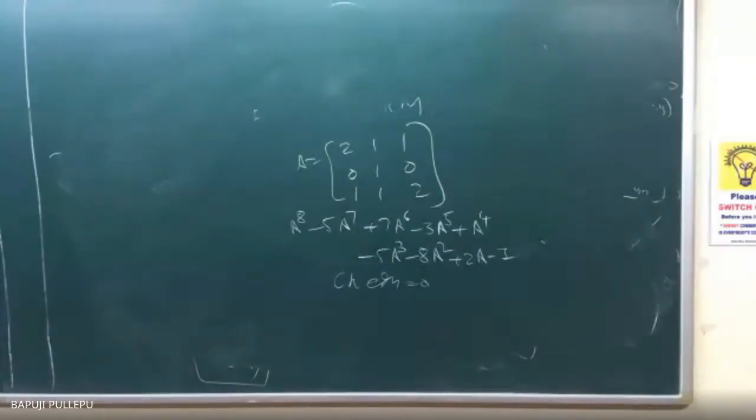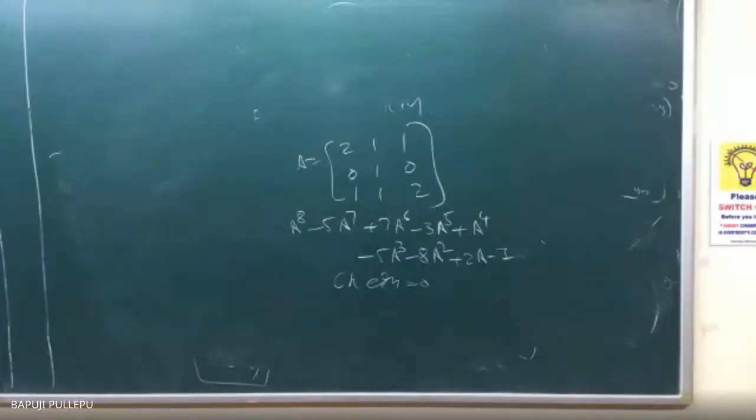Sir, I am getting a different answer. Then tell, what is your answer? Sir, lambda cube minus 5 lambda square plus 7 lambda minus 8. Wrong. Minus 3 you have to get. Try again. Take 2 minutes, no problem. So I'm getting lambda cube minus 5 lambda square plus lambda. I'm not getting 7 lambda. That is also wrong.